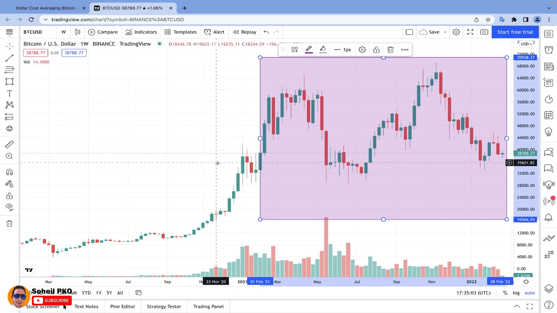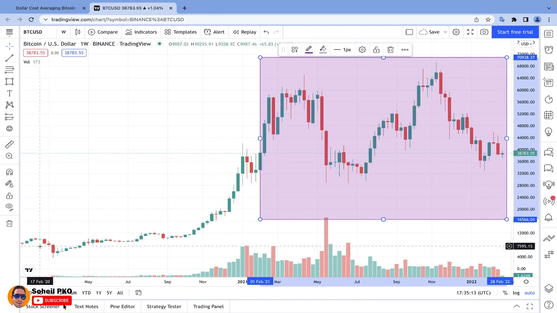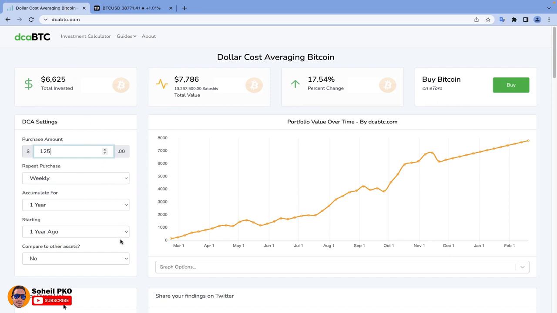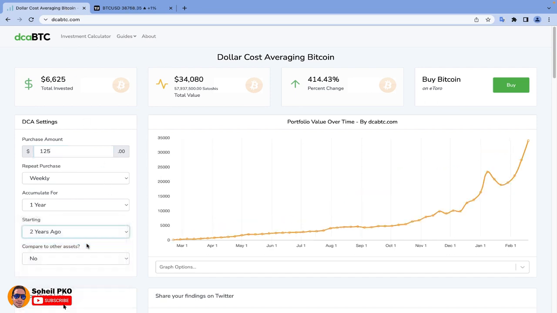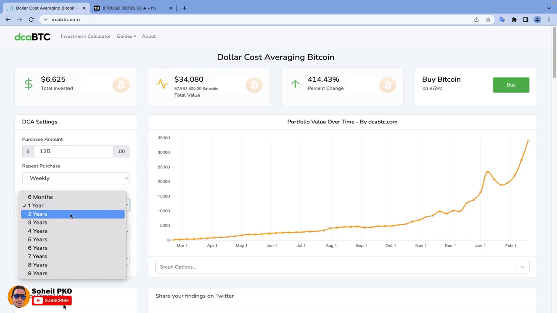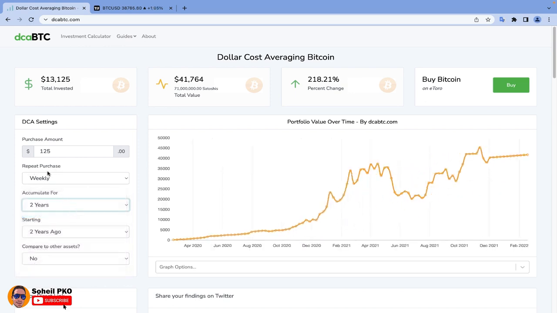And if you started this, for example, 2 years ago, from here, let's see what would be the result. The starting year is 2 years ago, and also accumulate for 2 years. And the repeat purchase is the same, weekly. And now you can see the result.